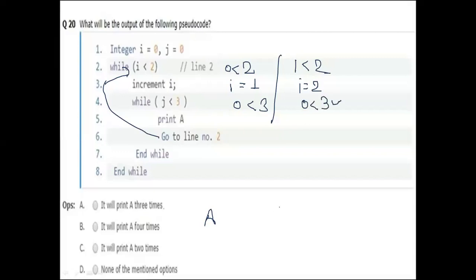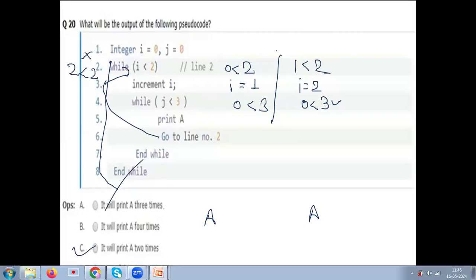Yes, condition is true. Again you will print the value of A. After printing the value of A, then again you have to go back to the while loop. When you are going back to the while loop, you remember I is 2, 2 less than 2, condition false. If the outer while loop is false, you will come out of the complete loop. When you are coming out, how many times have you printed the A? So you have printed the A 2 times. Most of you have said the option to be C only. The correct answer is option number C. A will be printed 2 times. Hope that's okay.